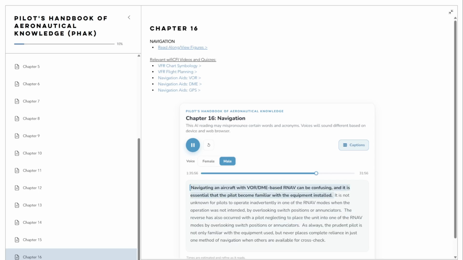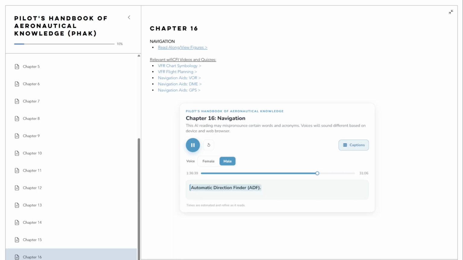Navigating an aircraft with VOR, DME-based RNAV can be confusing, and it is essential that the pilot become familiar with the equipment installed. It is not unknown for pilots to operate inadvertently in one of the RNAV modes when the operation was not intended, by overlooking switch positions or annunciators. The reverse has also occurred with a pilot neglecting to place the unit into one of the RNAV modes by overlooking switch positions or annunciators. As always, the prudent pilot is not only familiar with the equipment used, but never places complete reliance in just one method of navigation when others are available for cross-check.